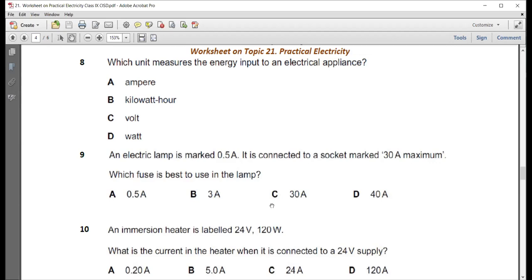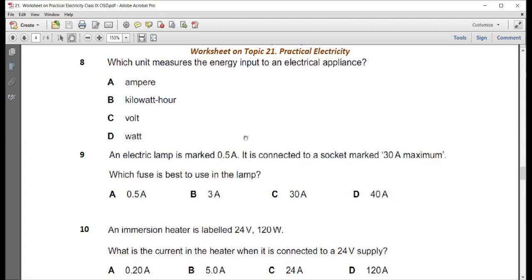Look, there are 2 values given here. One is for the electric lamp, marked 0.5 amperes, and there is another value given: it is connected to a socket marked 30 ampere maximum. So which one will we deal with, 0.5 ampere or 30 ampere? We should first identify that. Look, we use a fuse to protect the appliances, right? Yes, sir.